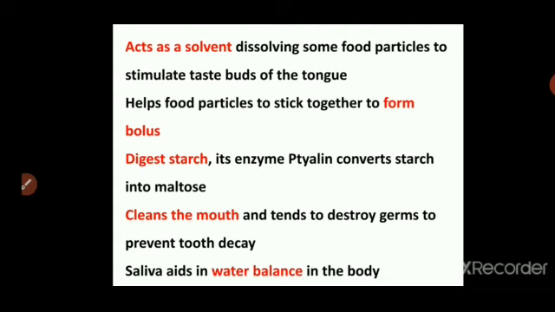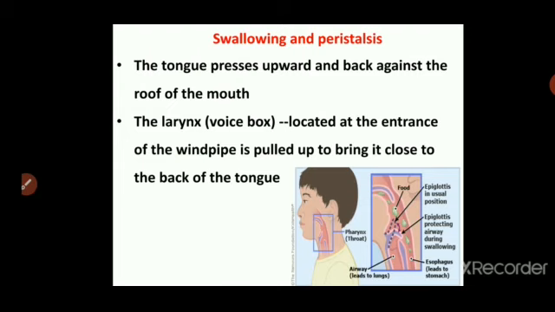And most important, saliva helps to maintain the water balance in the body. When your mouth starts running dry, you know that there is less saliva in the mouth, that is, your body is getting dehydrated. So saliva plays a major role.